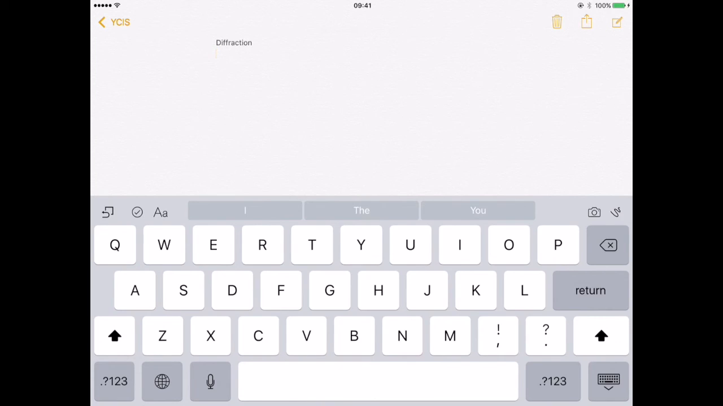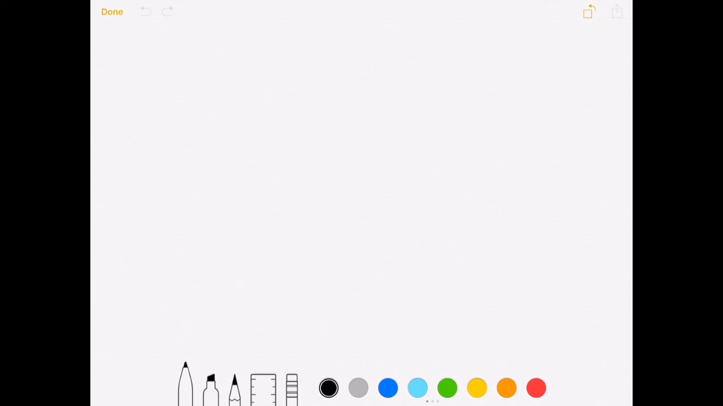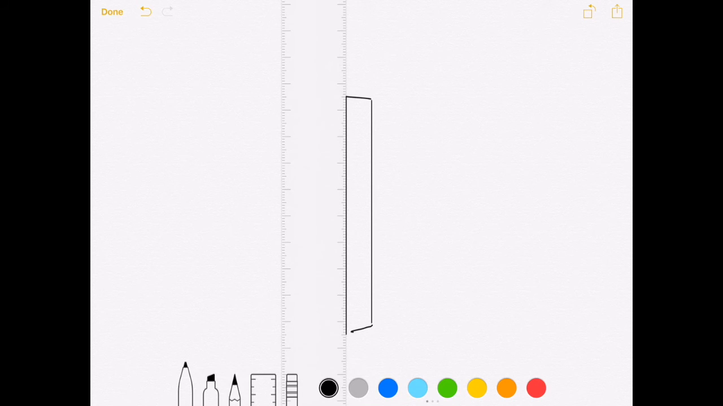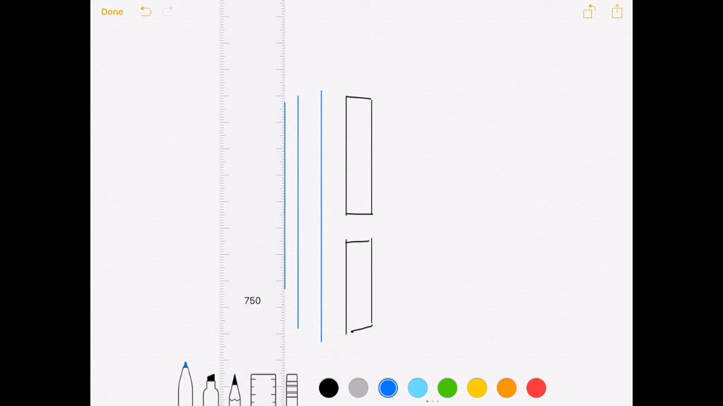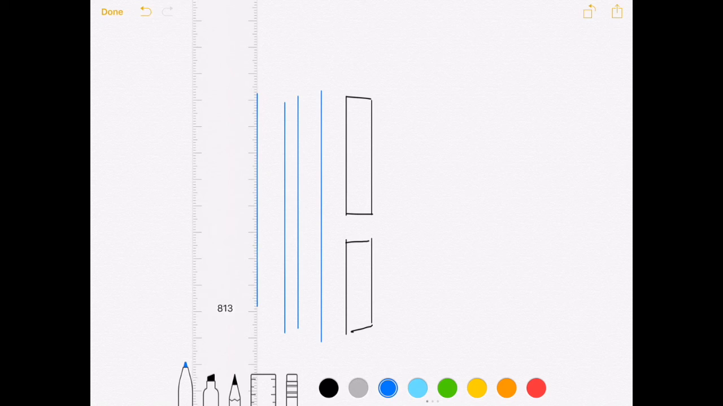So I will illustrate diffraction like this. Let's draw. If we have a barrier right here, but we have a hole right through the middle, and a sound wave. I'm going to use blue as waves. So this is what waves look like.